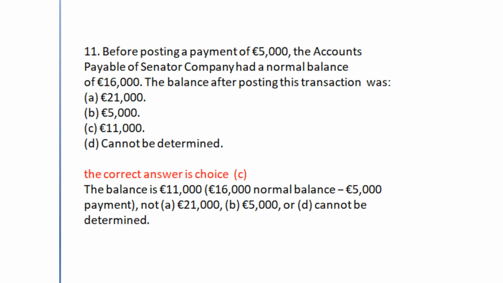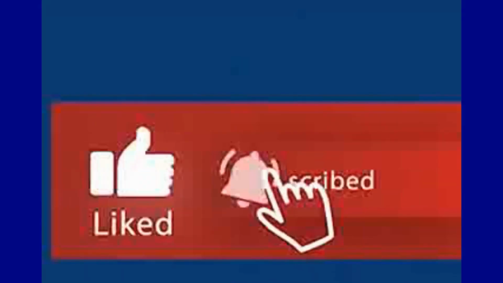Question 12. A trial balance A. is a list of accounts with their balances at a given time. B. proves the mathematical accuracy of journalized transactions. C. will not balance if a correct journal entry is posted twice. D. proves that all transactions have been recorded. The correct answer is choice A. A trial balance is a list of accounts with their balances at a given time.